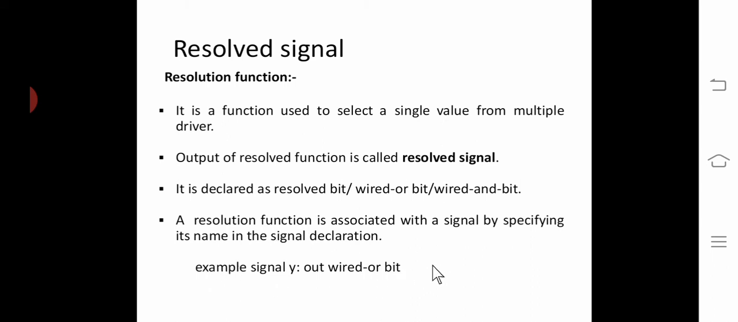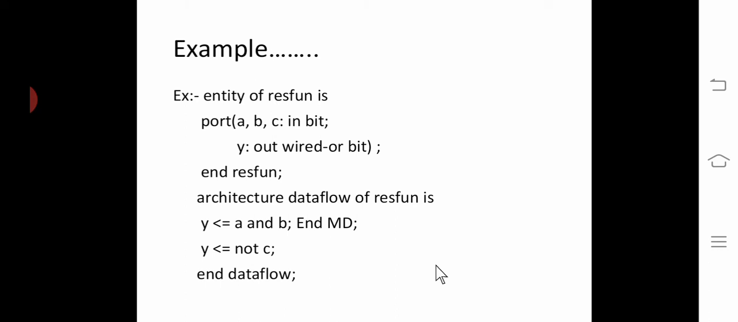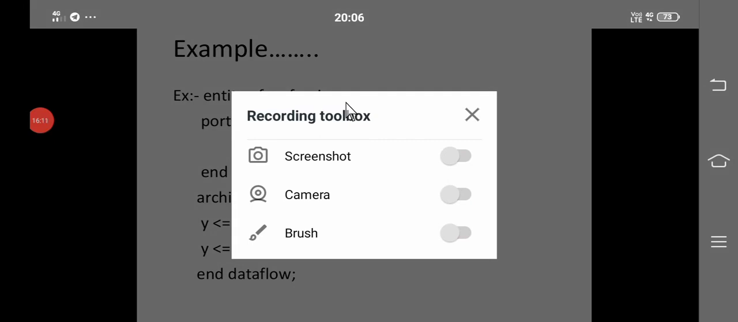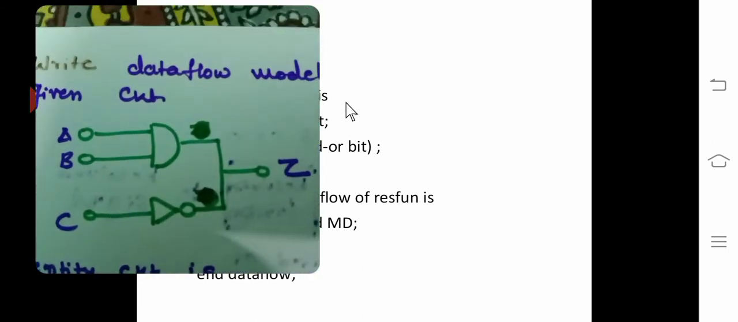Okay, so now let us see the example. What I told, I showed the circuit. For the same circuit that I have just shown, I have written the program here. Entity of resolved function is. What name have I taken? I will show you the circuit once again. Just remember that circuit. For this circuit, we are writing the program.